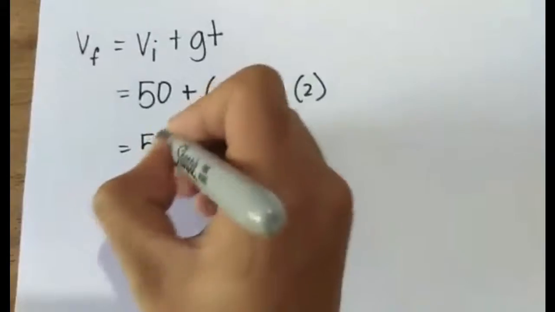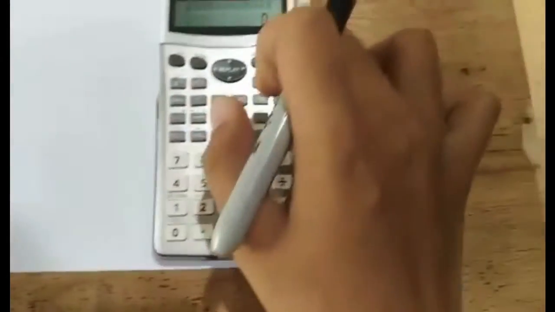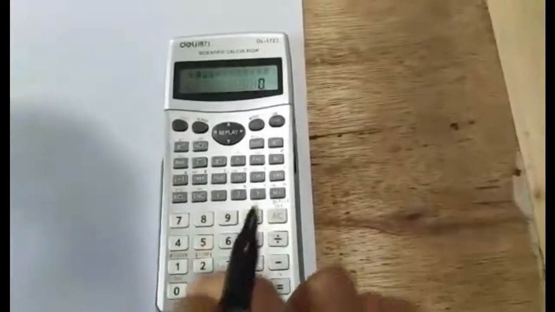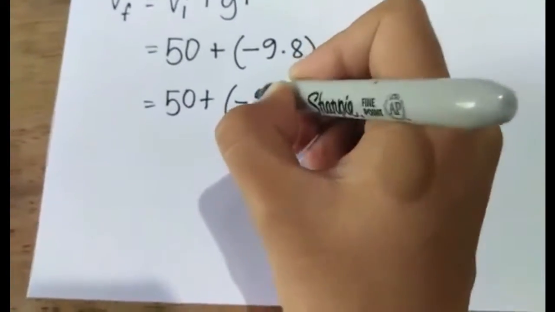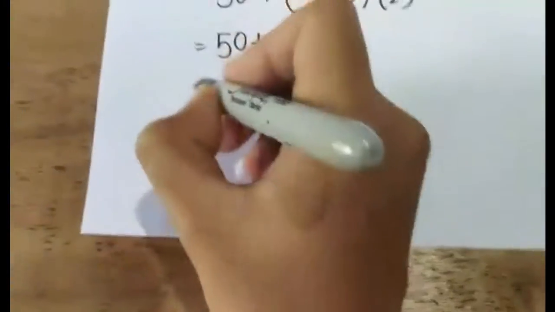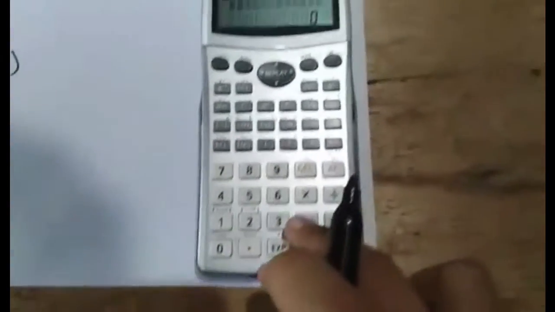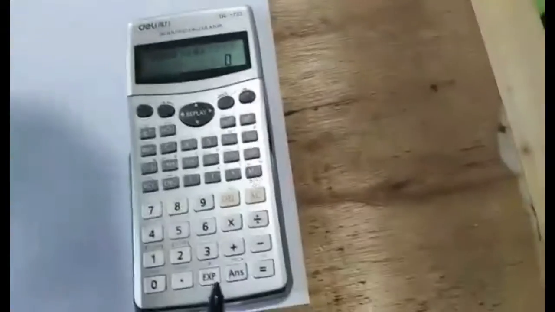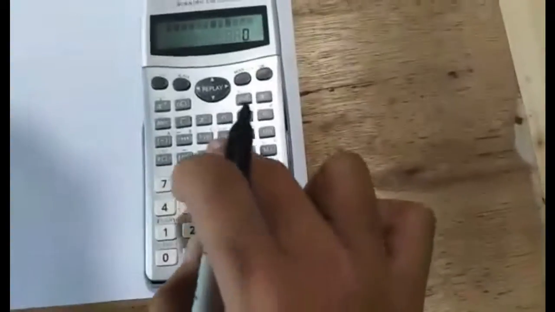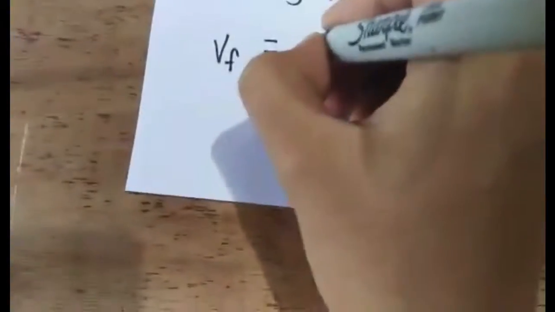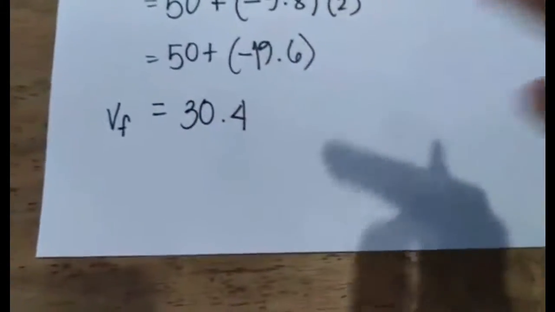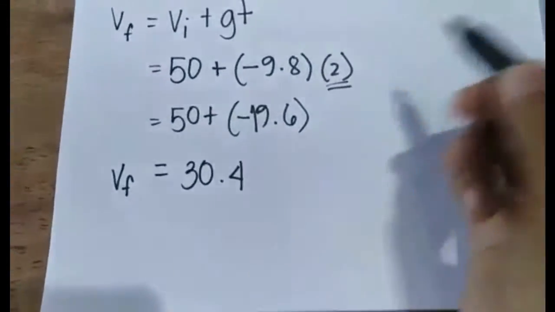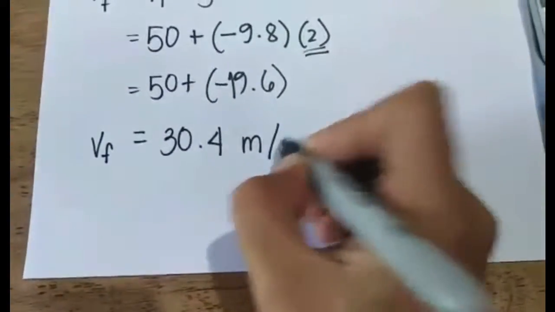We multiply negative 9.8 and 2, we get negative 19.6, and adding the two values, we have 50 plus negative 19.6, we have 30.4, meaning that the velocity of the object after 2 seconds will be 30.4 meters per second.